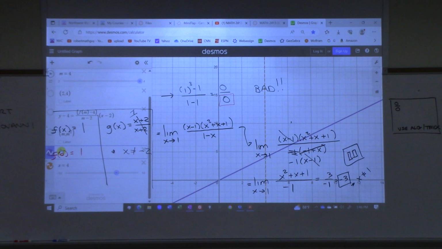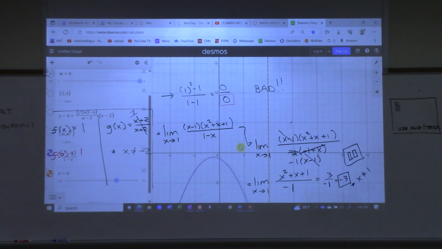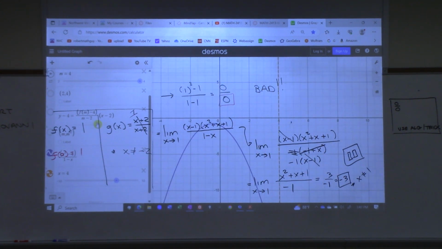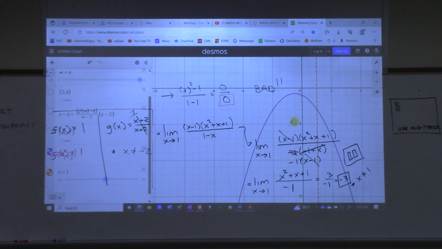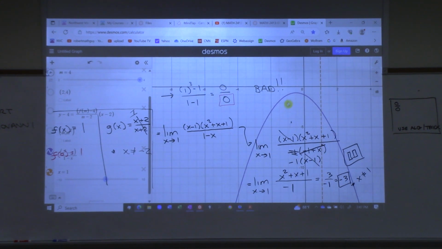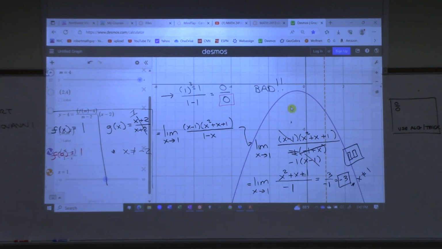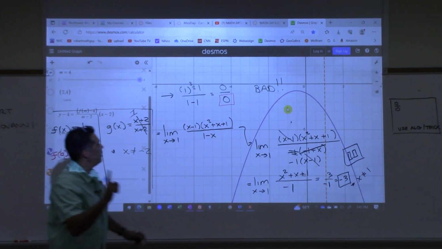x cubed minus 1 over, what was it, 1 minus x? And we were approaching 1. All right, I'll move this in so you can see it over here. I hope you can see that. So there's the graph in purple. We were approaching 1, weren't we? So here's 1.